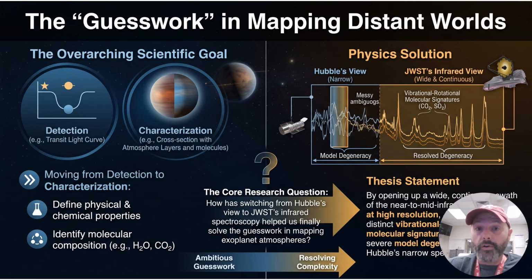The overarching goal is to move from simply detecting, just basically knowing that a planet is there due to its light curve, which is when a planet transits in front of its host star, there's a light dip. And for years, we were able to detect that exoplanets existed just because of the light dip. But now we're looking at true characterization where we can map the physical and chemical properties of these atmospheres.